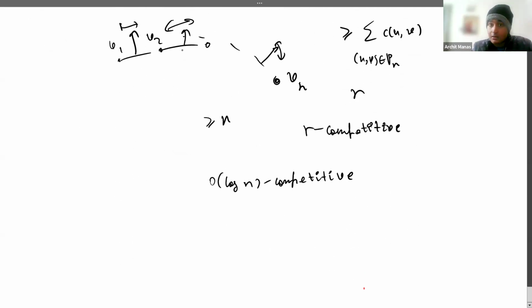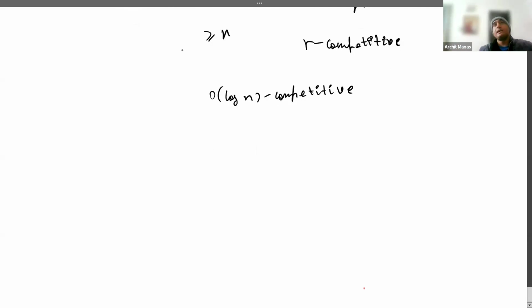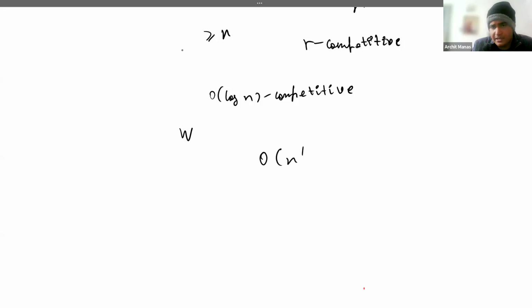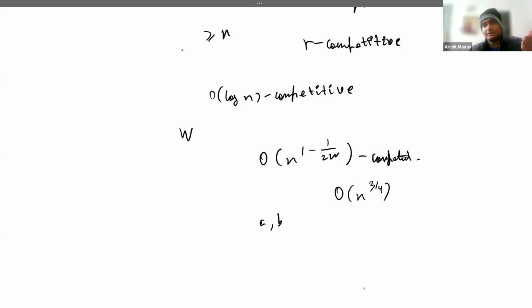There has been some progress on this. For example, one version considers the total number of distinct weights that the graph has; we assume that is W. Then we know algorithms that are, I believe, O of n to the 1 minus 1 over 2W competitive. What that means is that if you had up to two distinct weights, an A-B setting for some positive real numbers A and B, then this would cost something like O of n to the 3 by 4 times the God's luck algorithm.